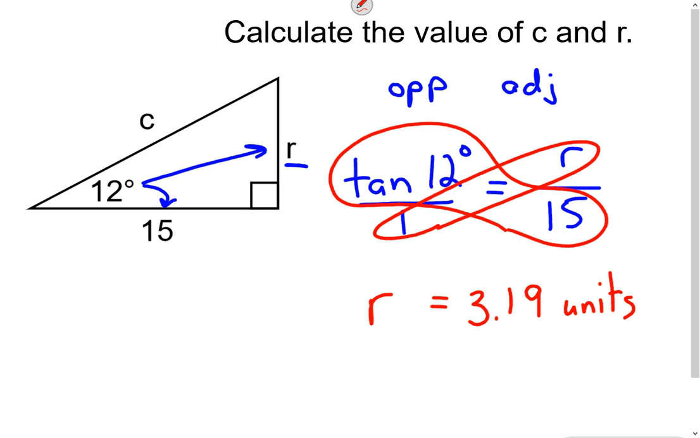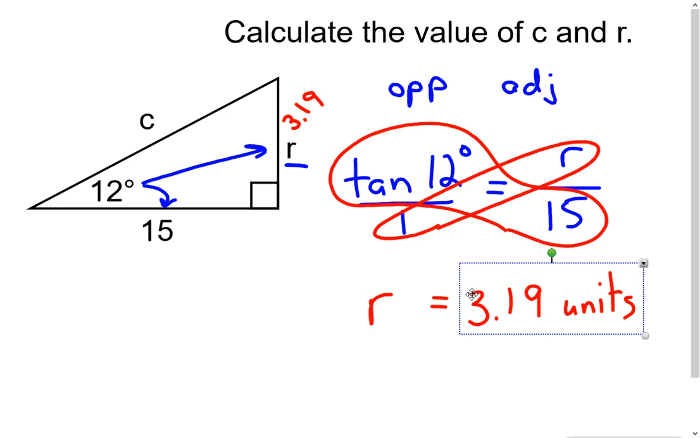Now, some of you will look at this and go, well, if I already know that R is 3.19, I could just use the Pythagorean theorem to figure out what C is. And technically you could. I don't like to do that because, as you saw, this 3.19 is not the exact value. It was 3.188 something, something, something. And it just kept going on. So I like to go back and use exact numbers, so I'm going to use trig again.